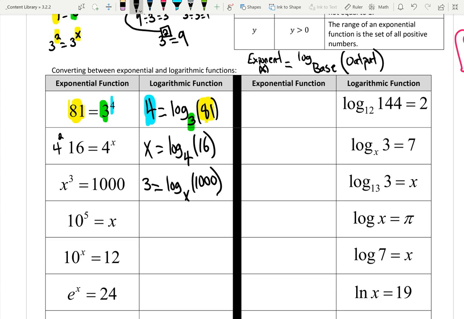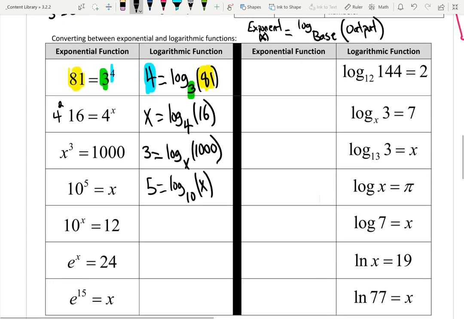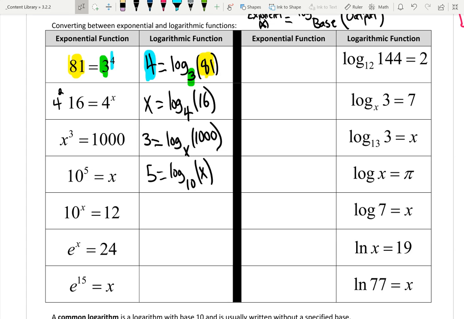Next one. Okay, exponent. X is the exponent equals my log base 10 of x. Now, I always like to write whatever's on the inside of my log in parentheses to help dictate the difference between the subscript and the actual number. I'm going to keep going. I'm going to go ahead, exponent. Exponent is equal to log of the base, to 12.